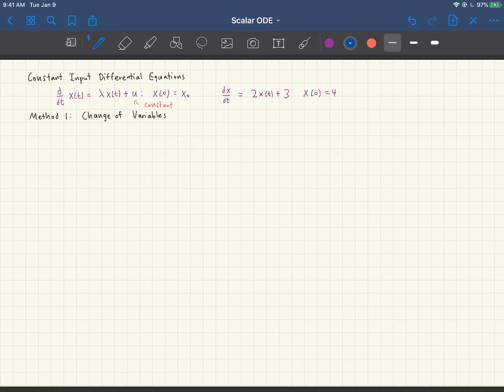So we're going to define a new variable, z of t, which is equal to x of t plus u over lambda. And we're going to write a new differential equation in terms of z. And the way we do this, we're going to first take the derivative of z. And since u over lambda is a constant, dz dt will in fact be equal to dx of dt. Then we want to look at the right-hand side. We see lambda x of t plus u, and we can actually realize that lambda x of t plus u is the same as lambda times x of t plus u over lambda.